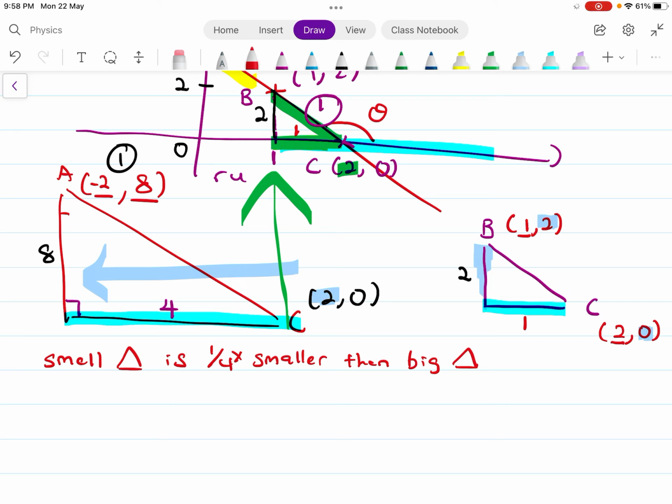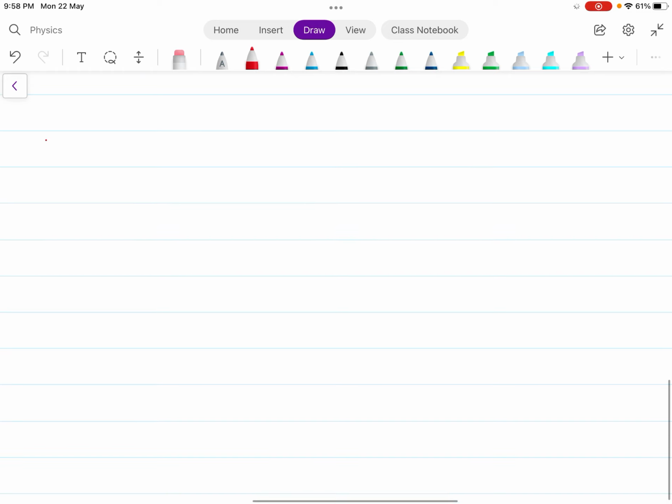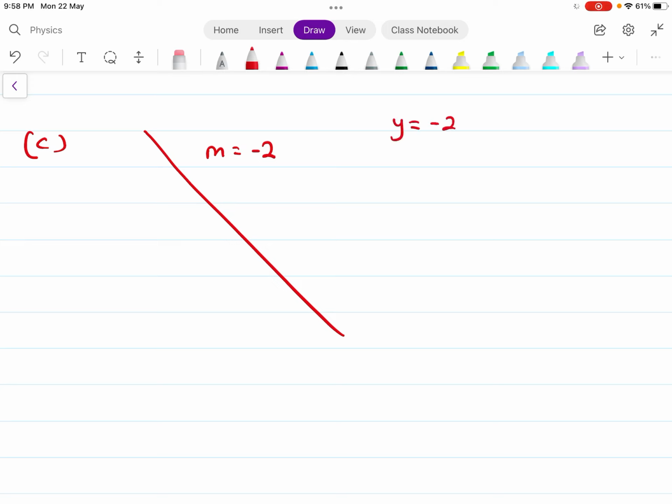The last part will be part 3: the equation of the line passing through 3, 7 and is parallel to AC. This one is quite simple. We know that AC has a gradient of -2. Based on this idea, I can find y equal to -2x plus c. They say this line passes through 3, 7, so you just simply sub in now. Then you find the c first.